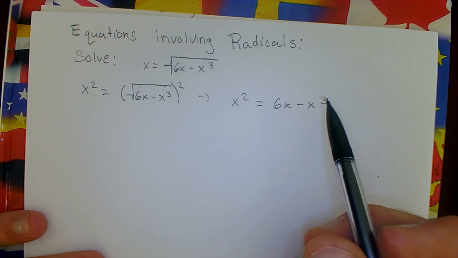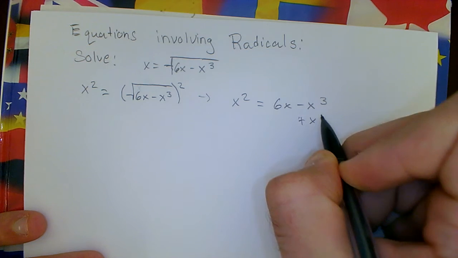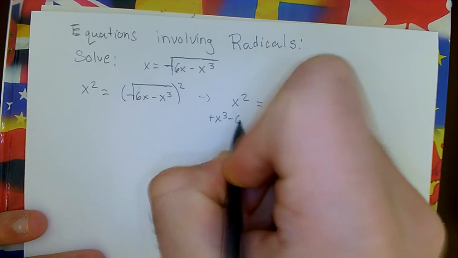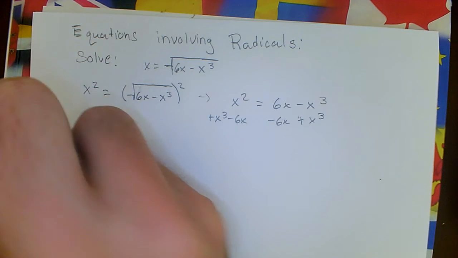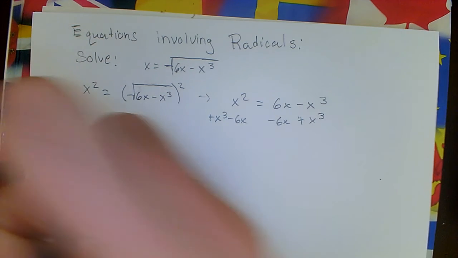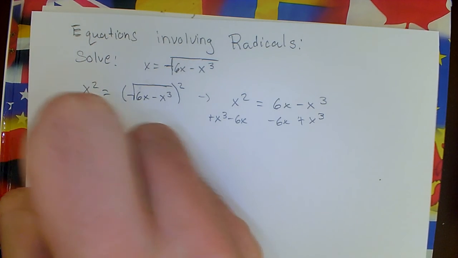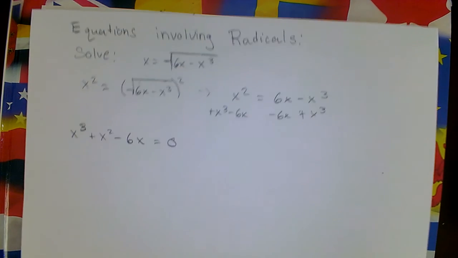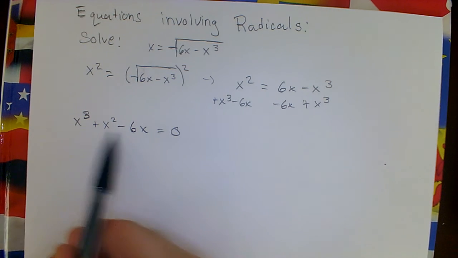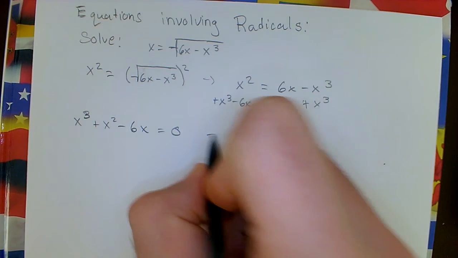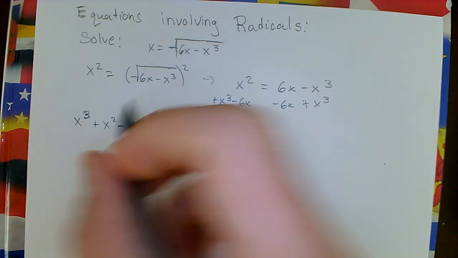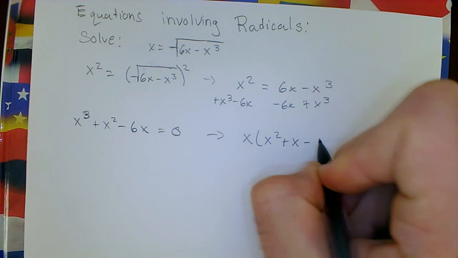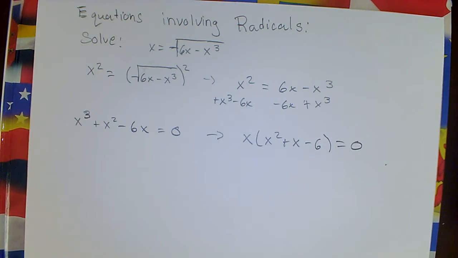So let's do our usual method here. I'm going to add x cubed and subtract 6x on both sides. Now I get x cubed plus x squared minus 6x is equal to 0. Now it just comes down to factoring. All three of these terms have an x in them, so we can factor that out: x times x squared plus x minus 6 equals 0.